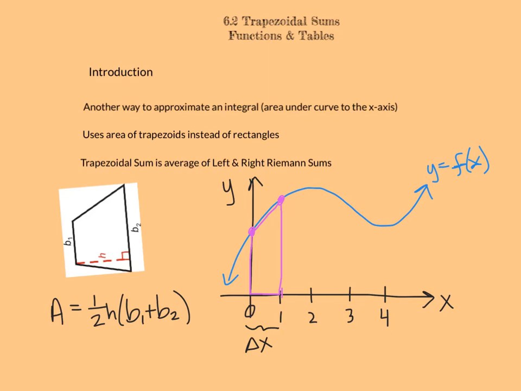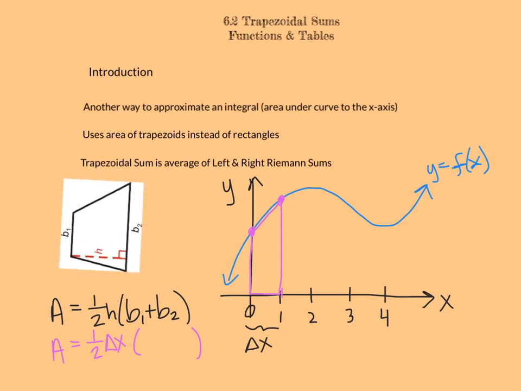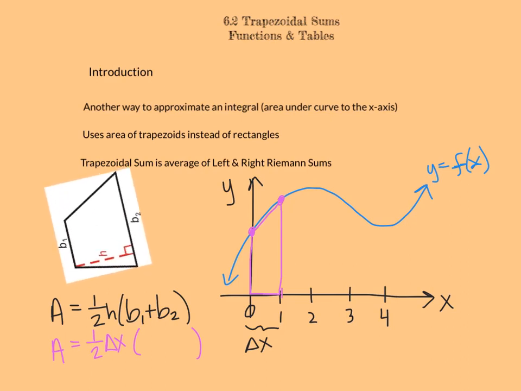So the area of that trapezoid is 1/2 delta x. Then what are these bases? Well, the bases of this guy are the actual heights. They're how tall it is on either side. So what is that? Well, in this case, it's f of our first x value and f of our second x value here.